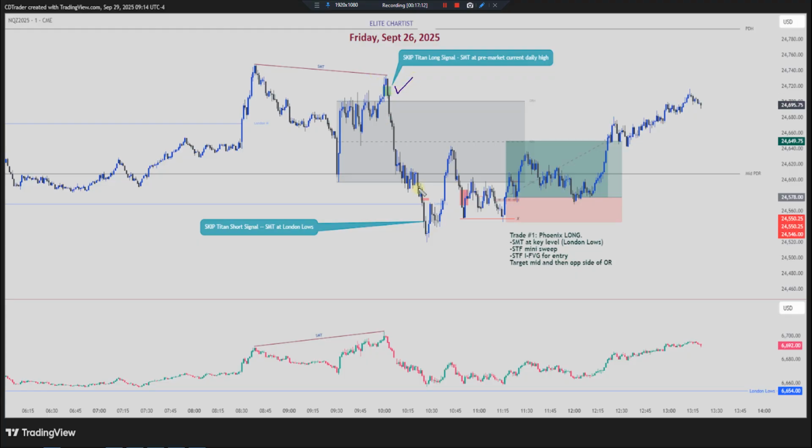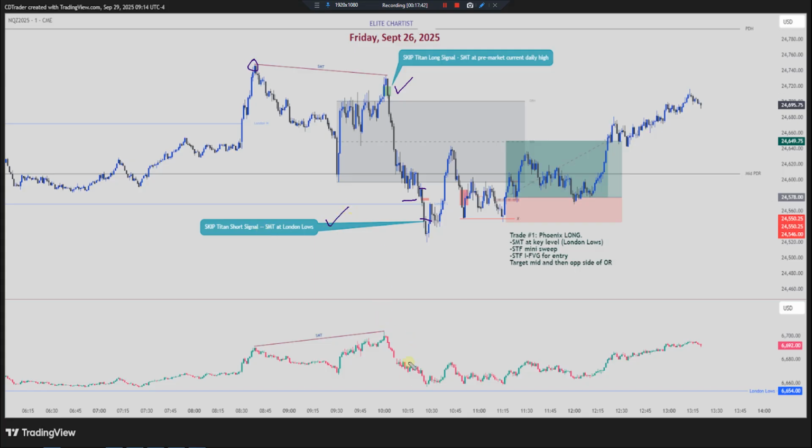So right here, maybe that was going to be a Titan, but major SMT at the New York AM highs here. That's a major area. So pass. If anything, you're not taking the Titan. Maybe this is not a Phoenix, whatever your criteria is, but it's not a Titan. So you don't have to make a decision there, okay? Then we're down here, and we get our fair value gap series right there, and we are not taking it.